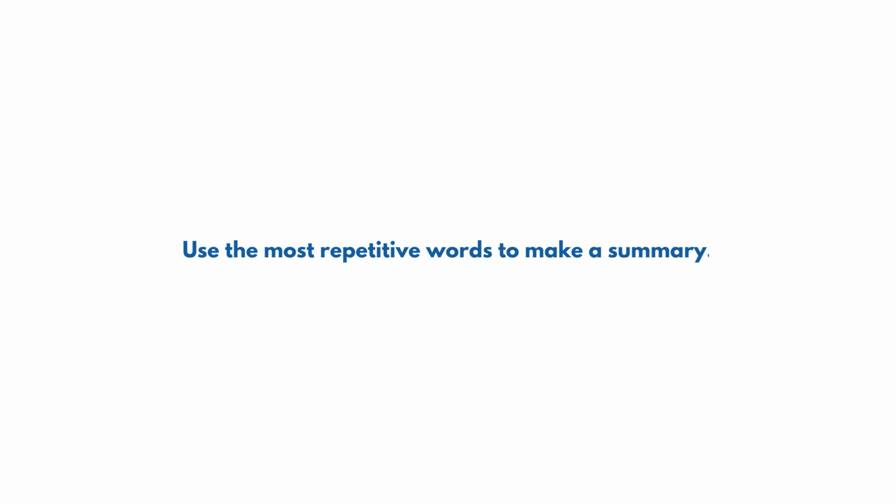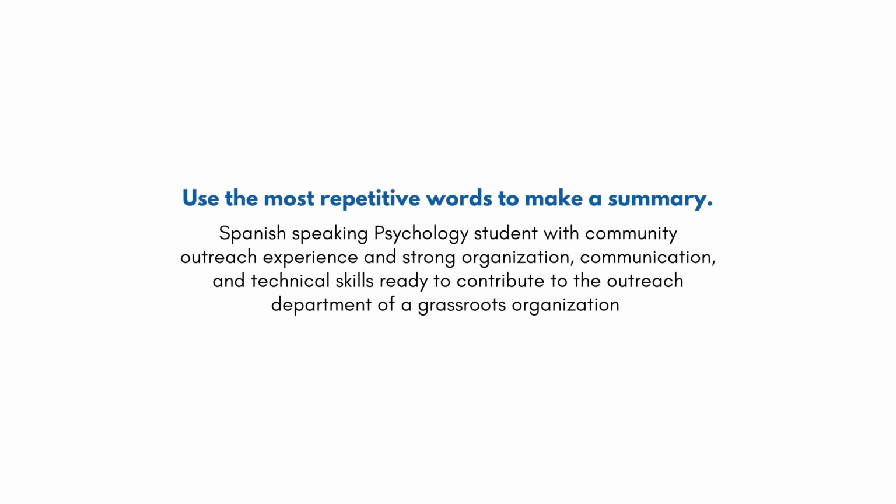You can use the most repetitive words in the description to write a summary specific to this job description and incorporate keywords. For example, your summary can read, Spanish-speaking psychology student with community outreach experience and strong organization, communication, and technical skills ready to contribute to the outreach department of a grassroots organization. This summary incorporates the keywords and concisely describes how you meet the position requirements.